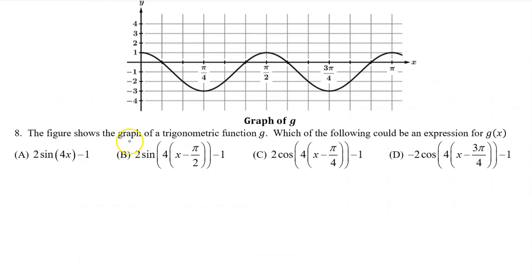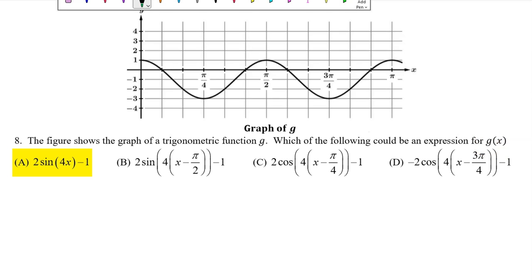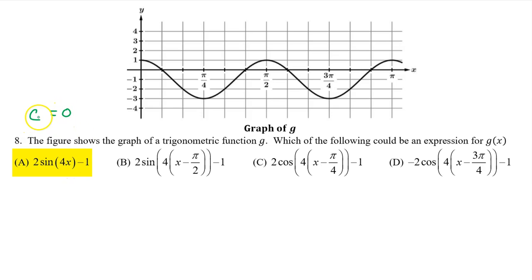Number 8. The figure shows the graph of a trigonometric function g. Which of the following could be an expression for g of x? Focus on option A for a moment. We see that there is no c value. In other words, c is equal to 0. There's no phase shift. That means the first period of function A would start right at 0. But the first period of function g looks like this. Is it possible that this period matches function A?